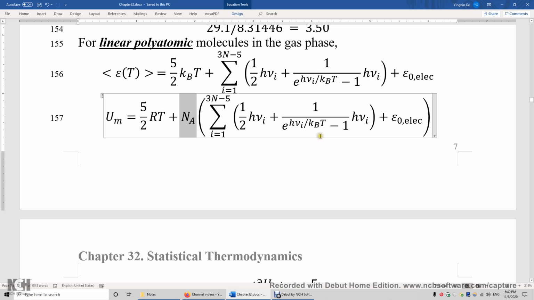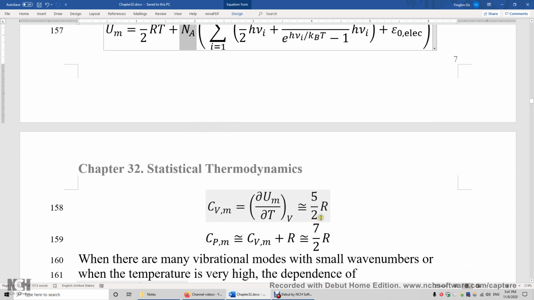So when the temperature is high enough that this KBT is much greater than h nu, and then we need to include 3n minus 5 times this RT. So this part is KBT, but KBT times the Avogadro constant is RT. So in that case, we'll have a much larger molar isochoric heat capacity.